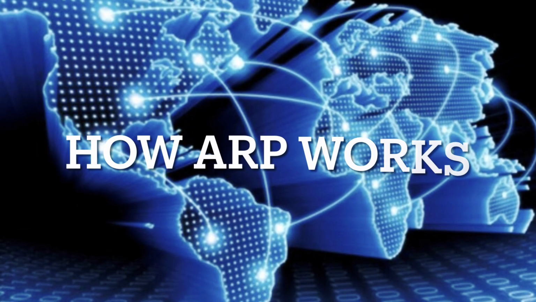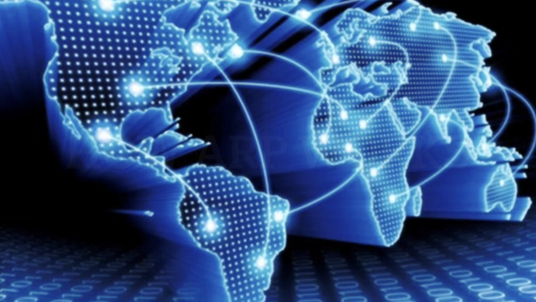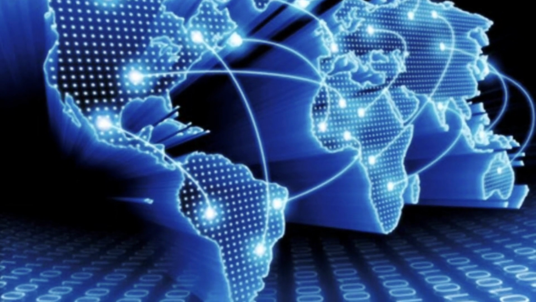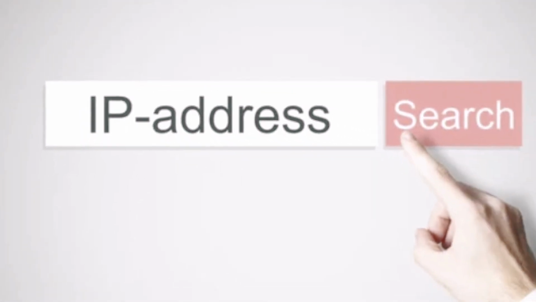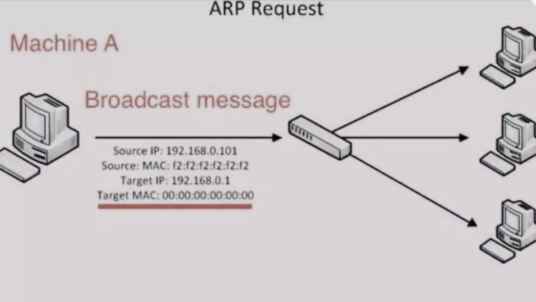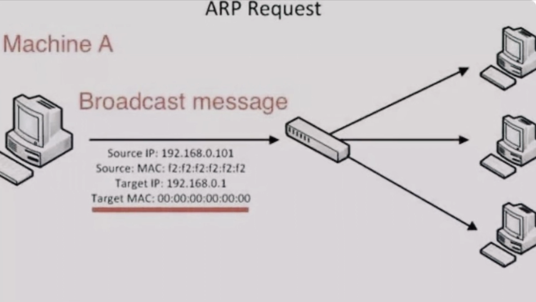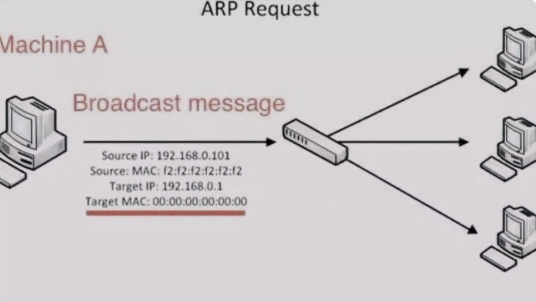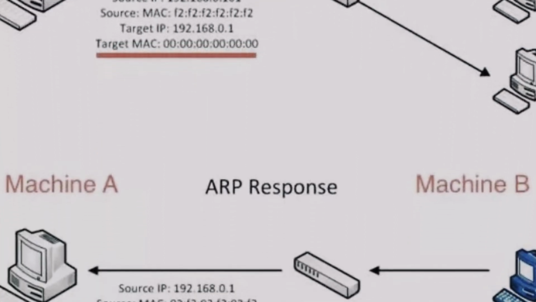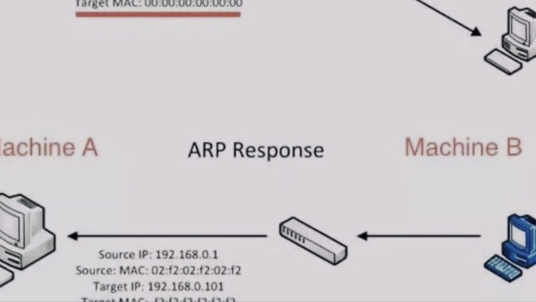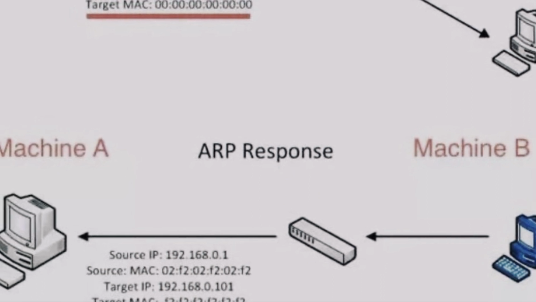When a device needs to send data to another device, it needs to know the recipient's MAC address. If the sender only knows the recipient's IP address, it uses ARP to find out the MAC address. The sender broadcasts an ARP request packet that asks, "Who has this IP address?" All devices on the network receive this packet, but only the device with the matching IP address responds, sending its MAC address back to the original sender.